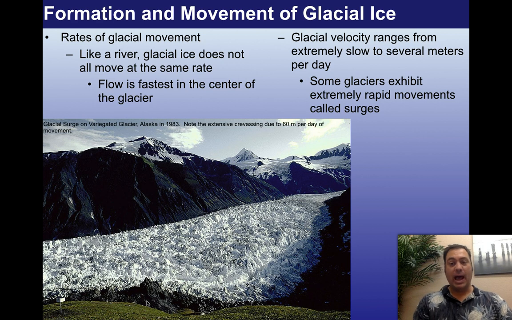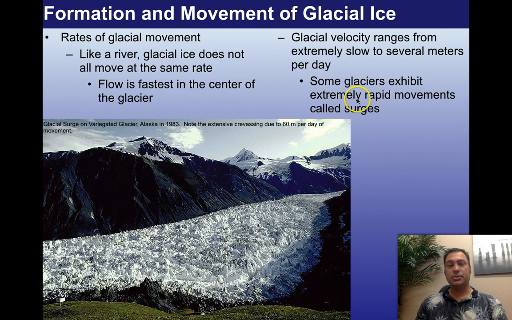We should also talk about how fast these things move. You know, like a river, glacial ice does not all move at the same rate, right? So in a river, remember, the fastest position was at the top and at the middle for the most part, as long as the river was going straight. Flow is fastest in the center of the glacier. So here's a glacier. The position where it's moving fastest is right here at the top. Glacial velocity ranges from extremely slow, millimeters per year, to several meters per day.